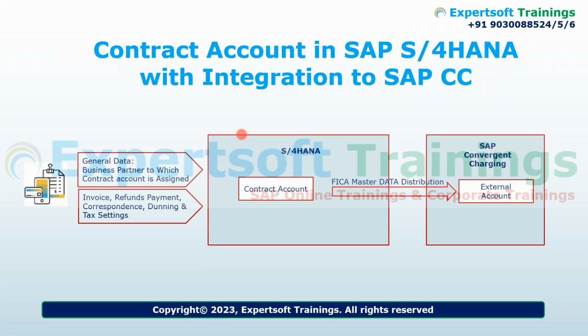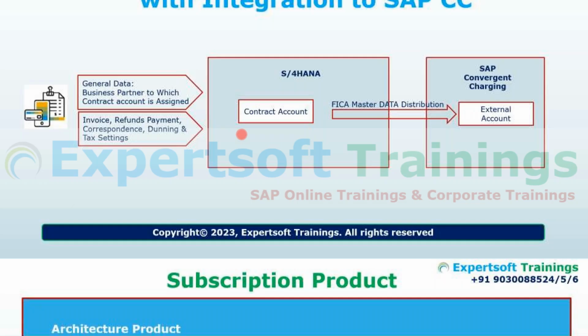So contract account is another independent topic. So we will cover the contract account. What is contract account? What all the content available in the contract account? Like we have refund related information, payment related information, correspondence, which is nothing but an output. So dunning related information, tax related information, all these things are covered as part of contract accounting. How exactly does it differ between your business partner and contract account? So we will cover it in detail as part of the training.